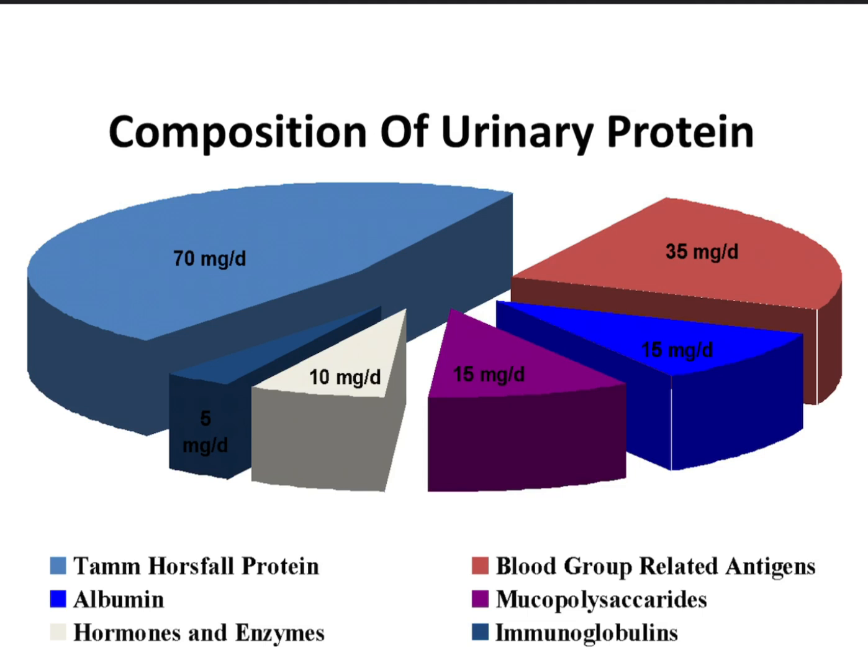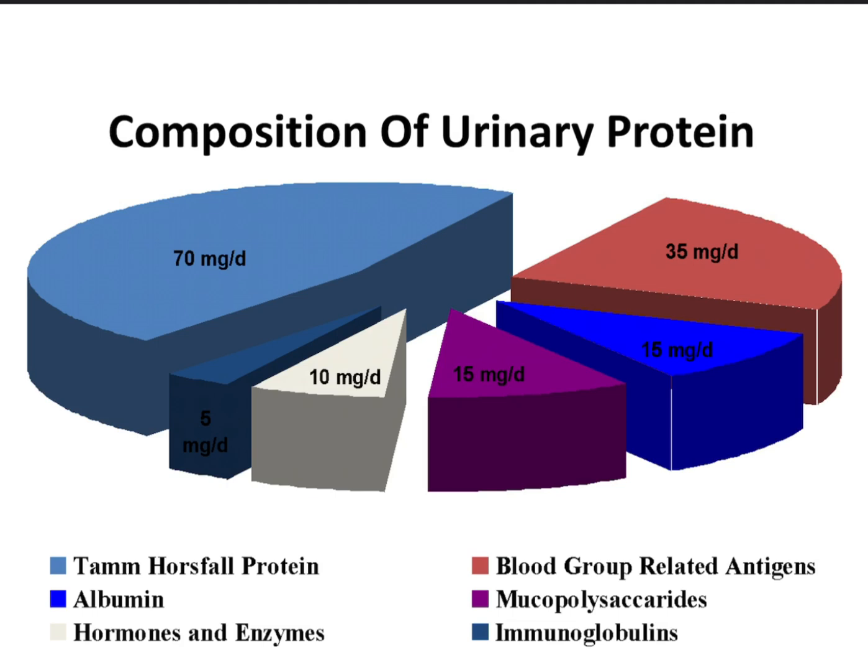In that, the maximum composition, that is 70 milligram per day, is of Tamm-Horsfall proteins, also called uromodulin, which is secreted by the tubules. Next is albumin. The albumin secretion is less than 30 milligram per day. Other proteins from the glomerulus are apoproteins, enzymes, beta-2 microglobulin, peptide hormones, etc. And from the tubules, urokinase and IgA antibodies.